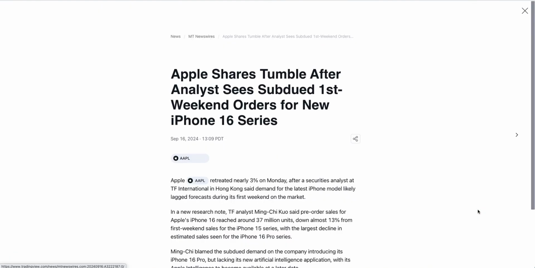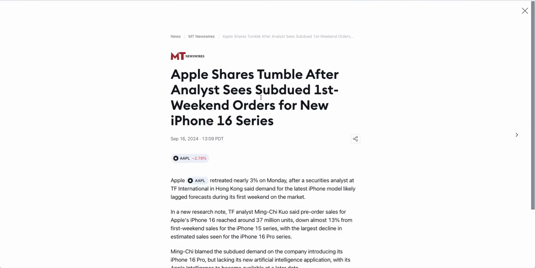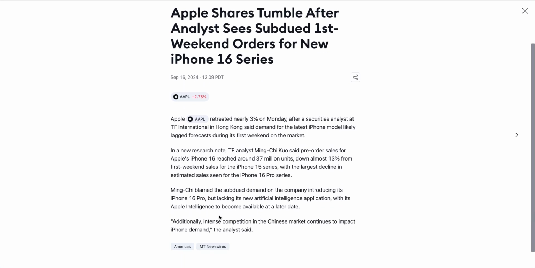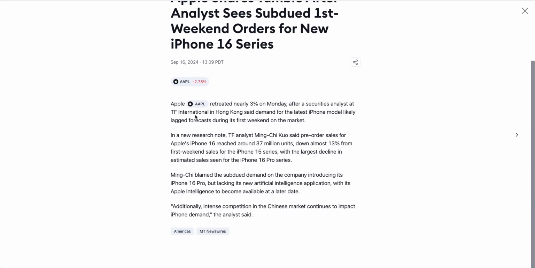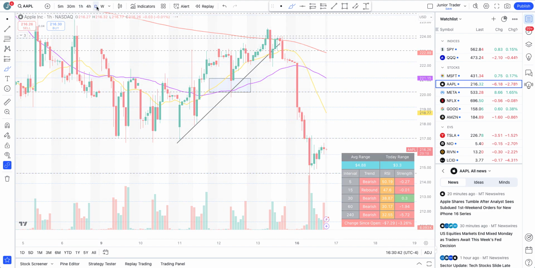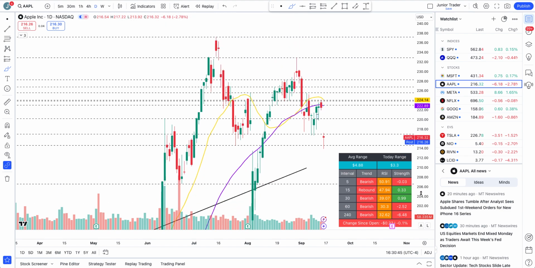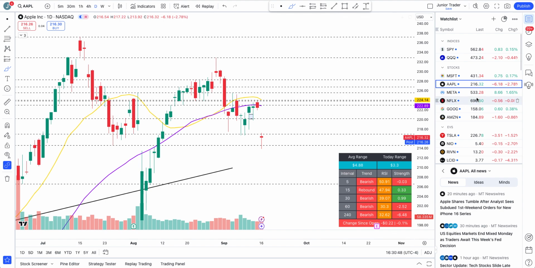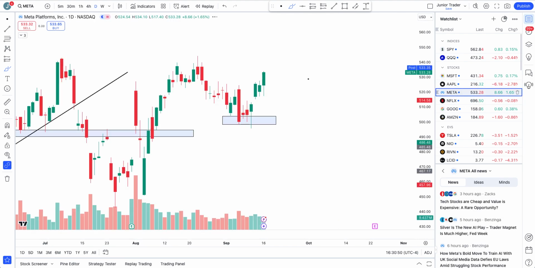And Apple shares tumble after an analyst sees subdued first weekend orders for the new iPhone 16 series. They said demand for the latest iPhone model likely lagged forecasts during its first weekend on the market. So it's pounding over technicals. Well, the thing is that technicals already broke. Once you saw in the pre-market these levels breaking, that was it, right? Like 220, that was the first level that broke.